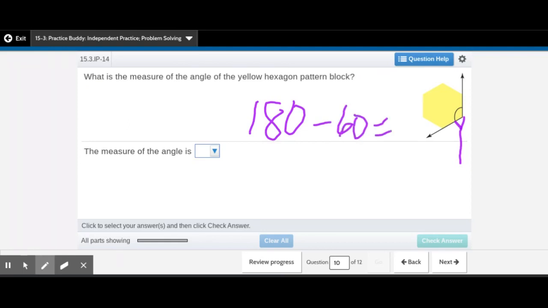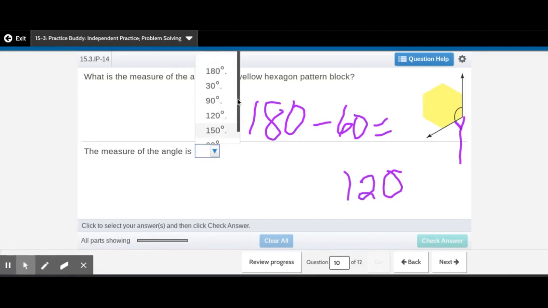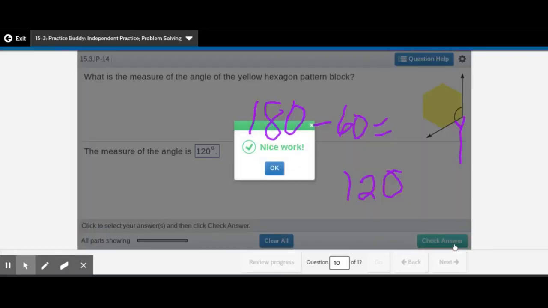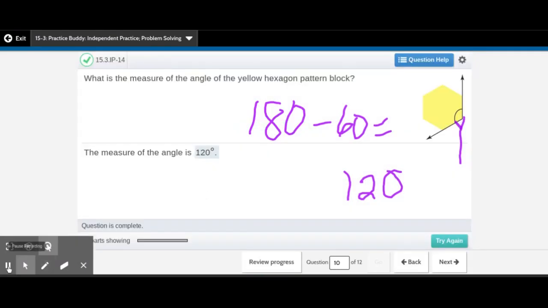That's going to give us 0 minus 0 is 0. 8 minus 6 is 2. And then I bring down my 1. So I'm thinking it's 120 degrees. Let's check if that's an option. Yep. Let's try it out. Oh, nice work. We did it. Let's move on to the next question.